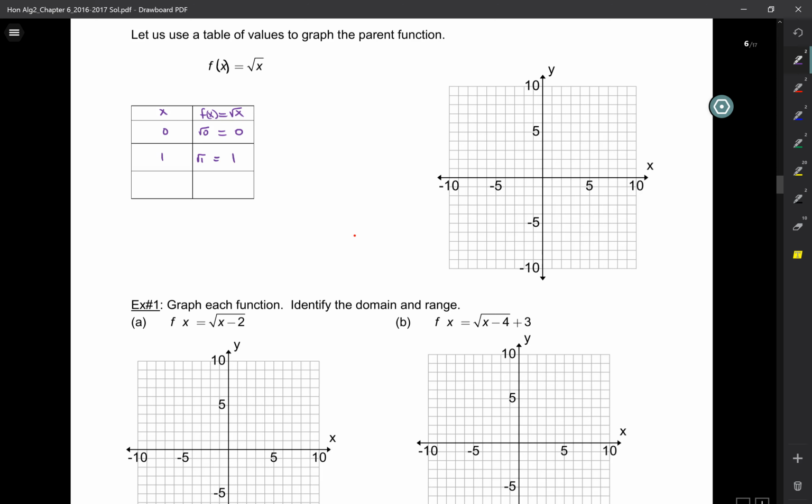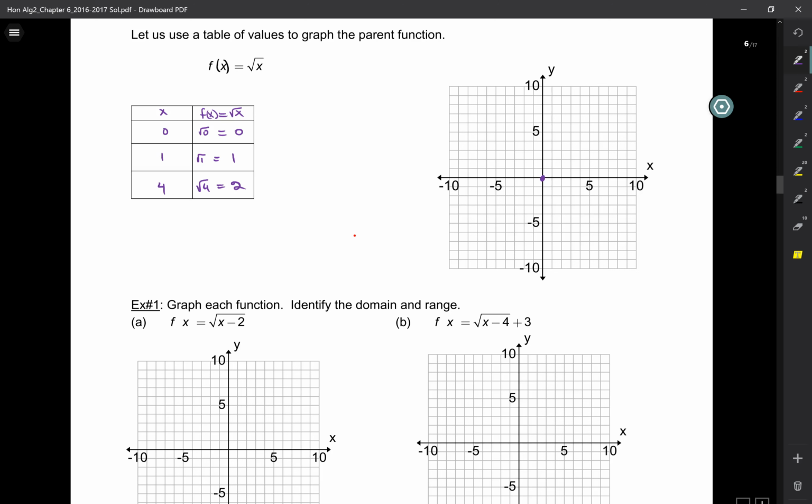Now, I can go on. I can put in a 2, but the square root of 2 is not a rational number, so let's skip it. So what's the next perfect square that I could put in? 4. And it's the square root of 4, which is 2, right? So let's graph this one.